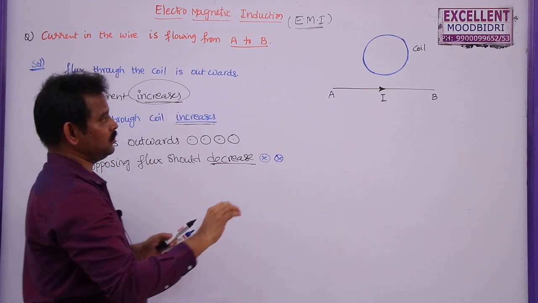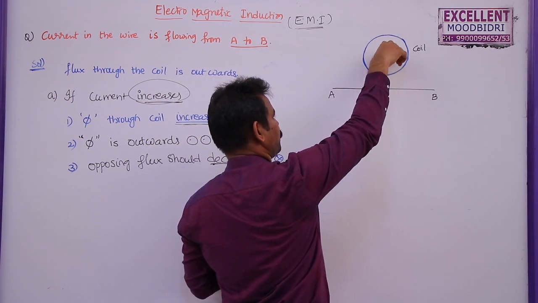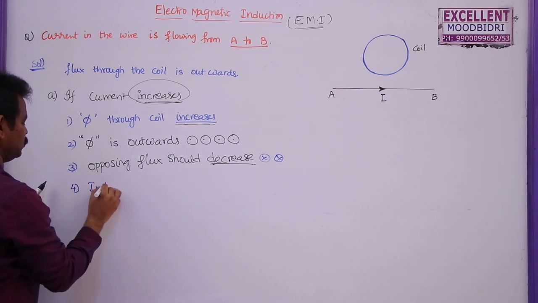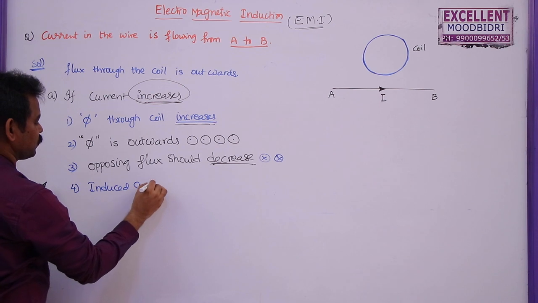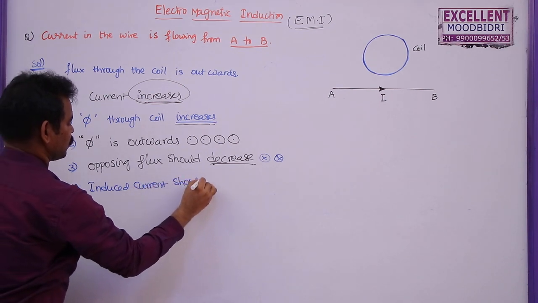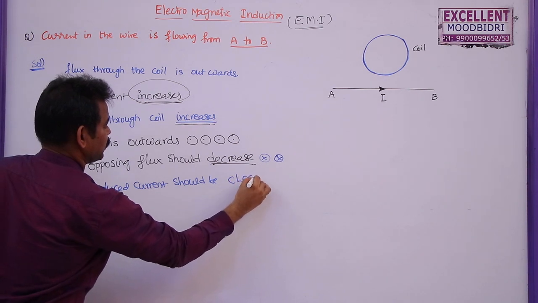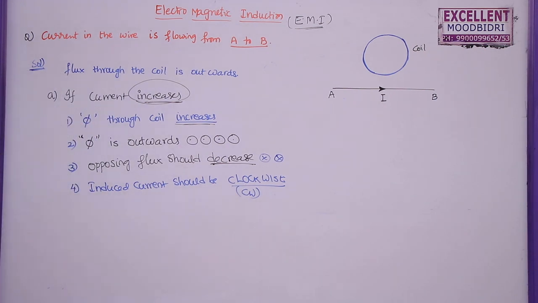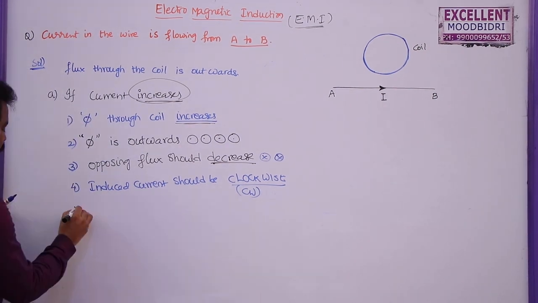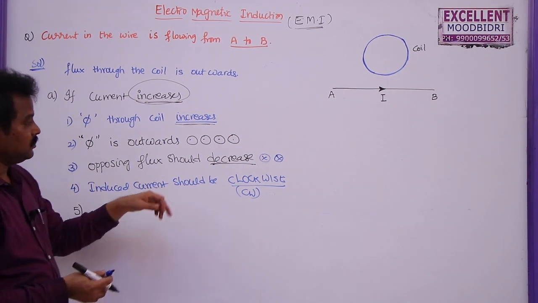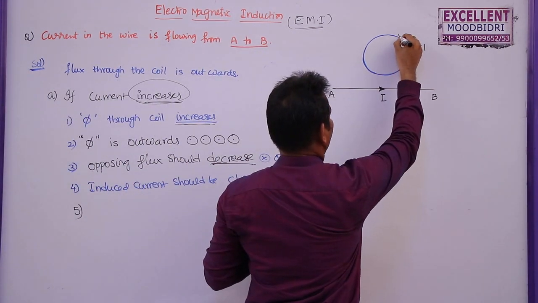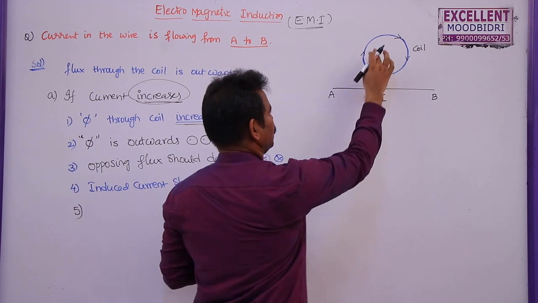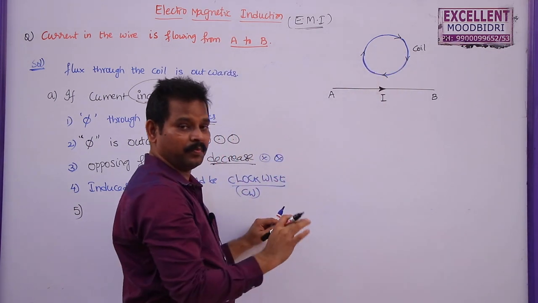So if the flux is inwards, what must be the direction of flow of current in the coil? So the induced current should be in the clockwise direction, CW. Now the fifth point: as the current is going to flow in the coil in the clockwise direction, here it is flowing like this, it acts as a south pole, but that is not important here.